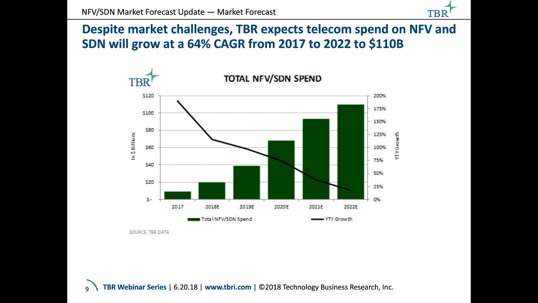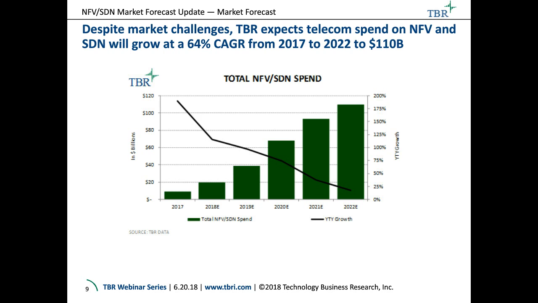Now, the CAGR is kind of high, right? It's because it's coming off a small base. In 2017, you're looking at around $10 billion was spent last year globally on NFV SDN related initiatives within these telcos. So that's why the CAGR is kind of high. As you see there, the growth rate trends downward if you look at that line.